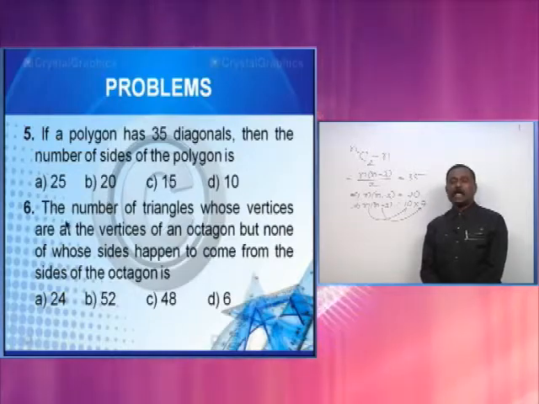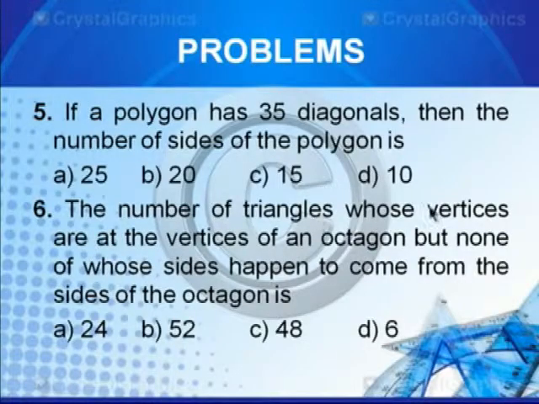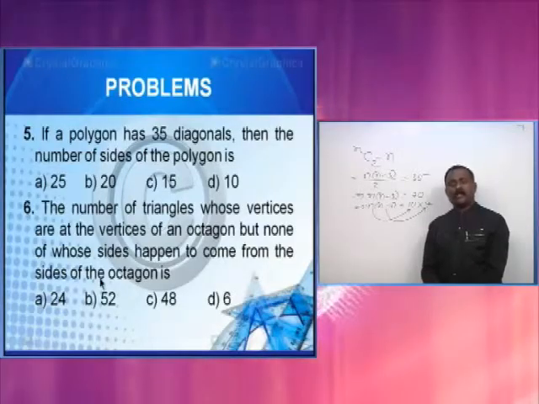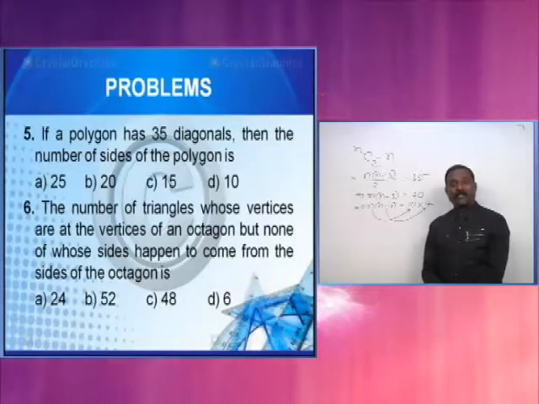Next one. The number of triangles whose vertices are the vertices of an octagon, but none of whose sides happen to come from the sides of the octagon, is. Before answering this question, let us have a general problem of an n-sided polygon.